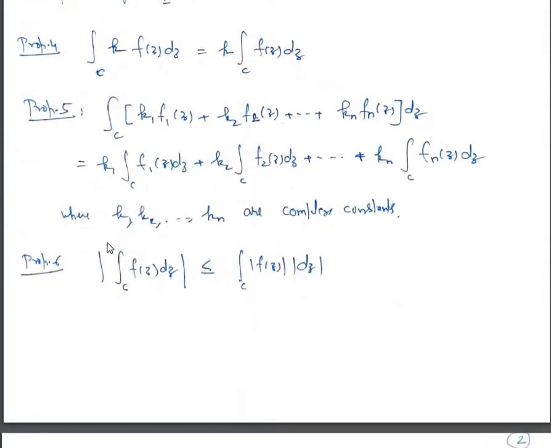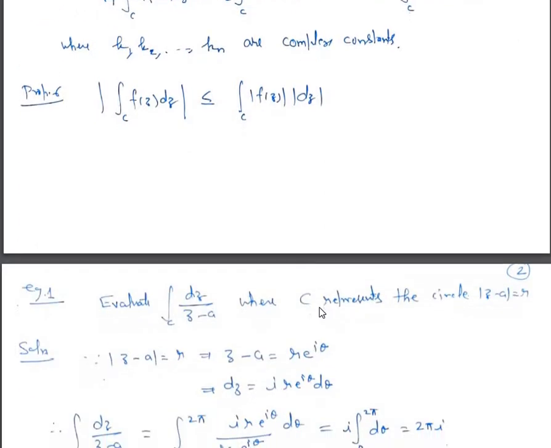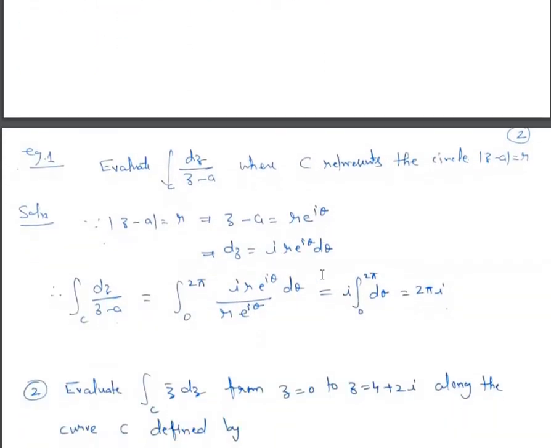And property 6: the modulus of the integral over C of f(z) dz is less than or equal to the integral over C of modulus of f(z) into modulus of dz. This is a very important property and we shall be using it while proving certain theorems. Okay, let's take a few examples.